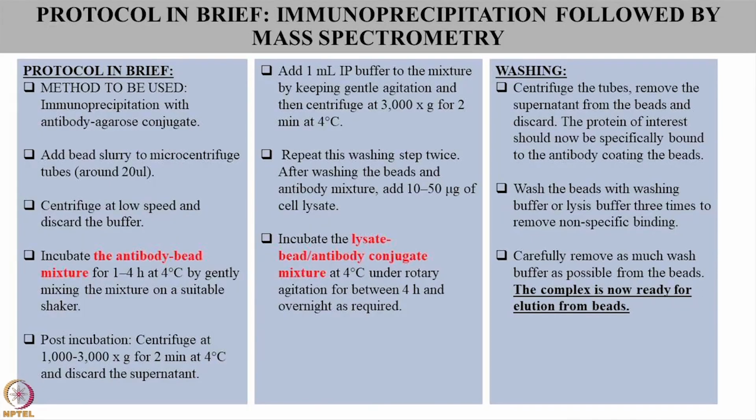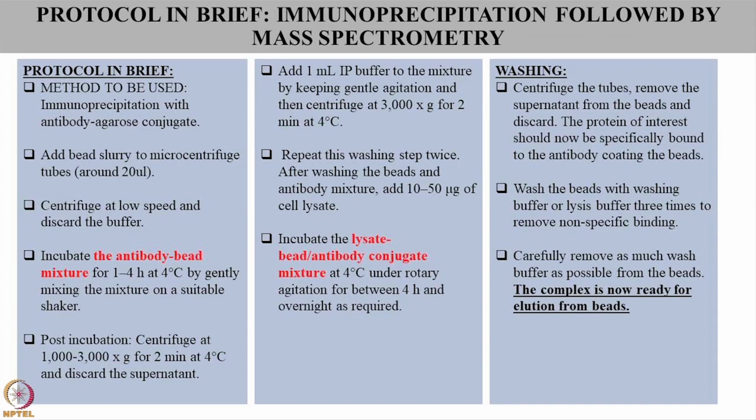So, protocol in brief, what we do is, first of all, we will use the bead slurry and we will decant off the buffer. Then the antibody mixture is incubated at 4 degrees for 1 to 4 hours. This is to ensure that the antibody is properly bound to the bead, because that's very important. That is what will pull. So you are sort of doing a pull-down assay. We can also say that, right?